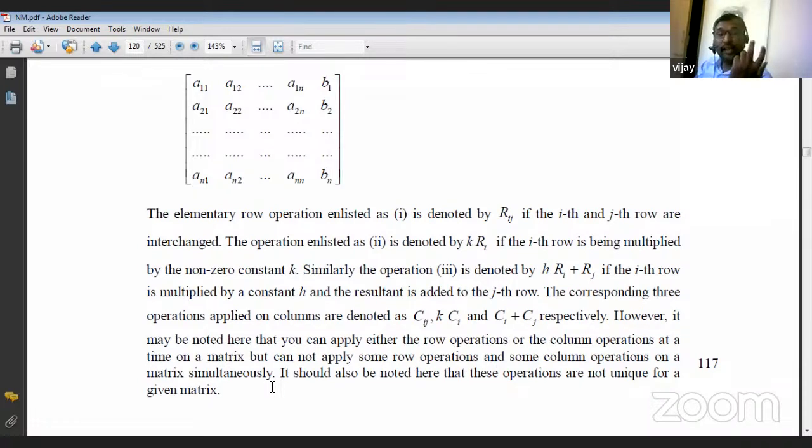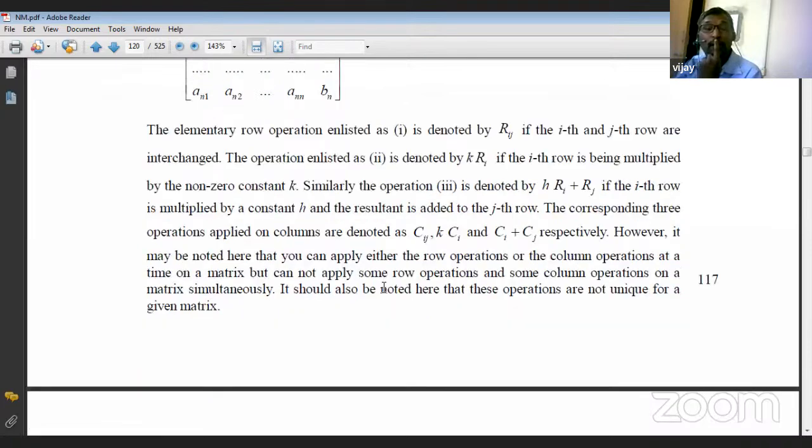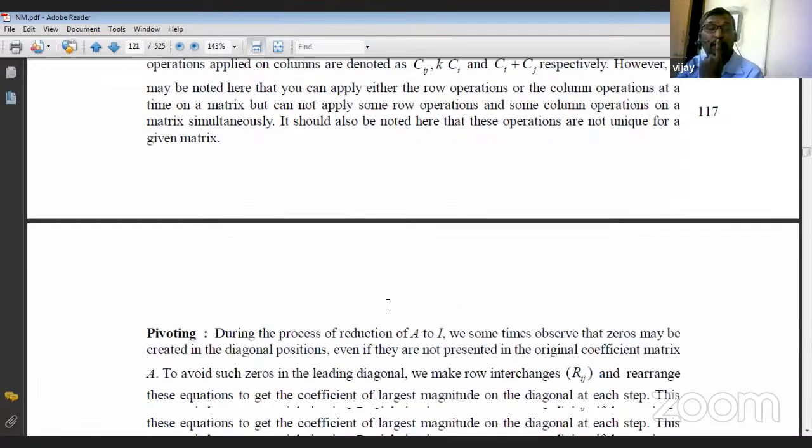For columns, they may be denoted by Ci to Cj, kCi, and Ci plus kCj respectively. You can apply the operations on the columns of the matrix, but you cannot apply row and column operations simultaneously. It should be noted in a given matrix.